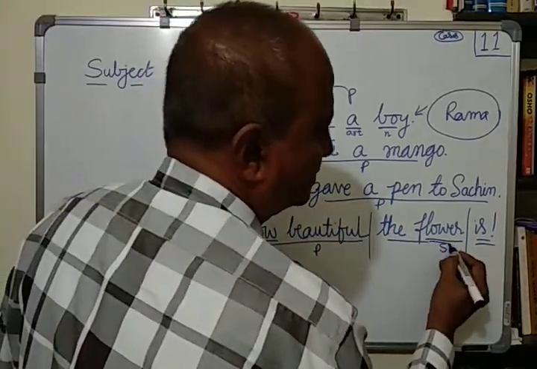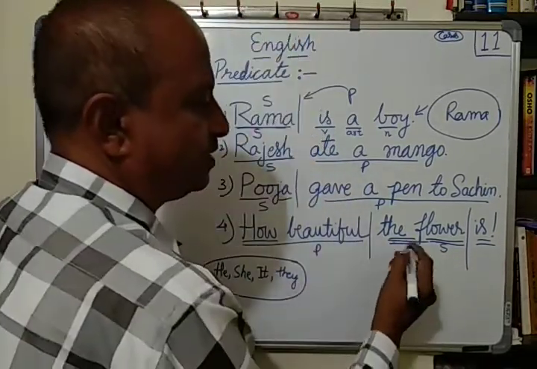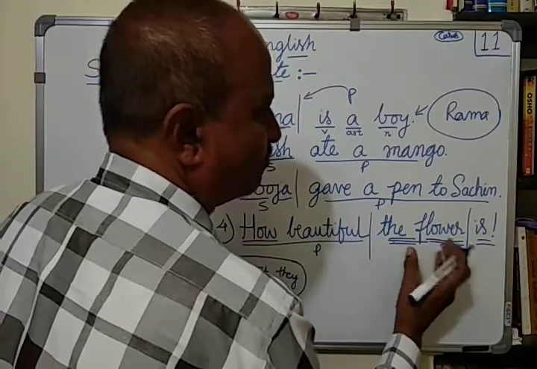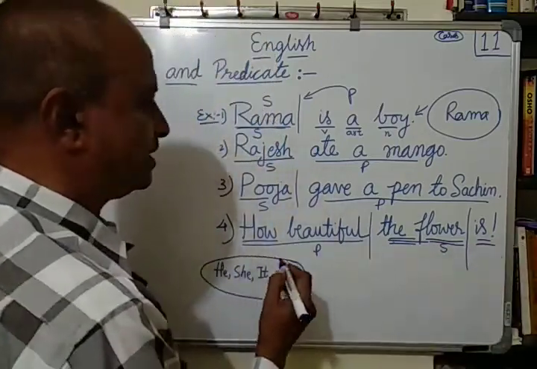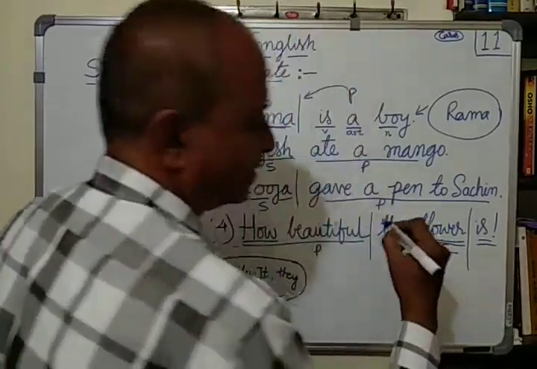Flower is the subject, and the article is there along with the flower. So we put it in the same group. The flower is comes here. How beautiful the flower is. The flower is the subject here.